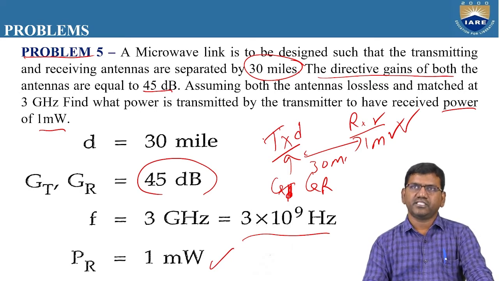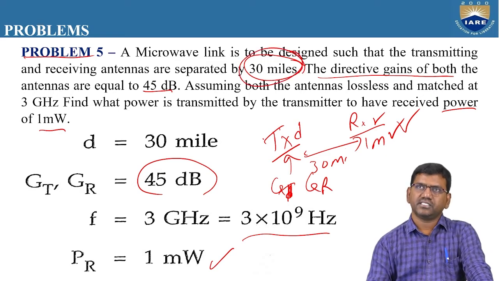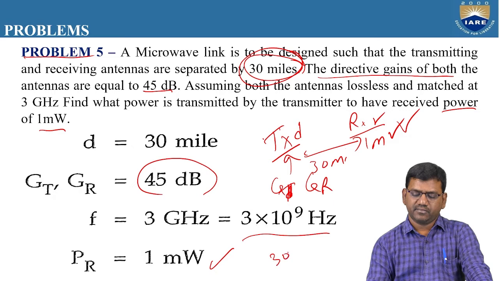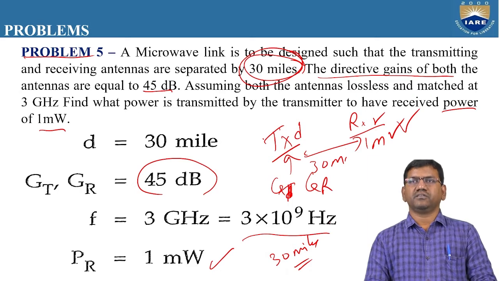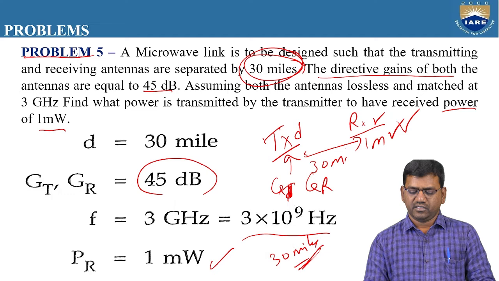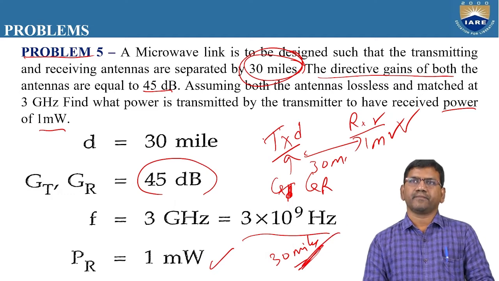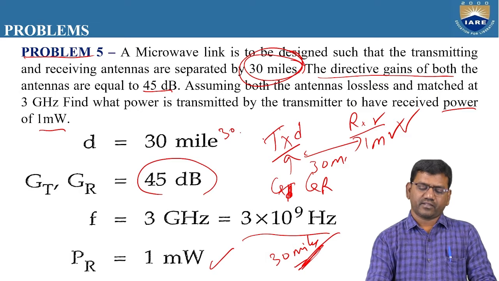Before simplifying this expression, we need to convert this distance into meters. So 30 miles must be converted into meters. We know that 1 mile is equal to 1.5 kilometers and 1 kilometer is equal to 1000 meters. So we convert this 30 miles into meters.